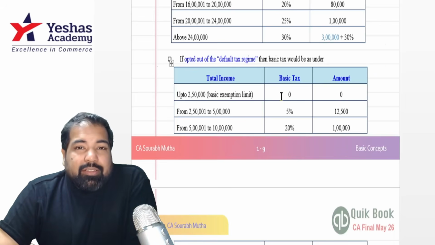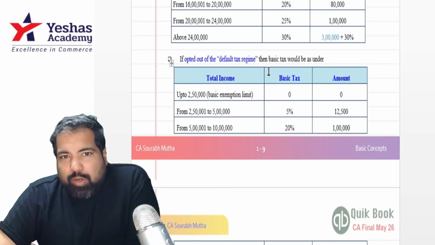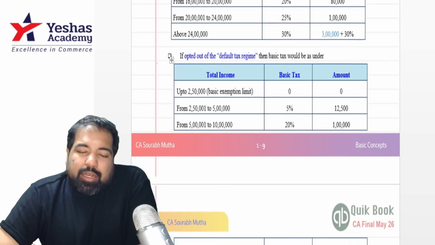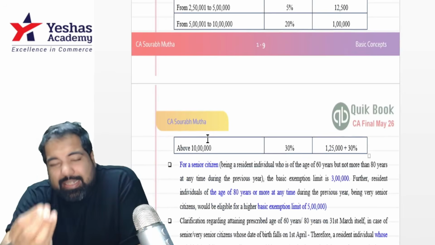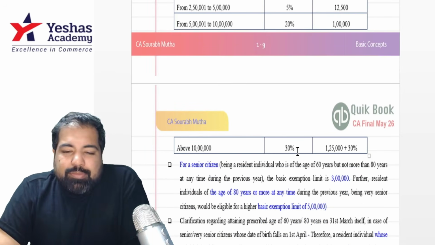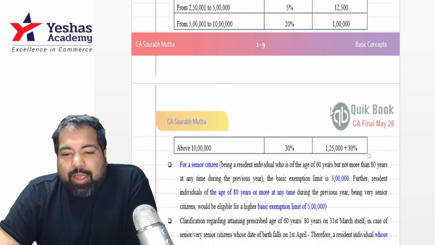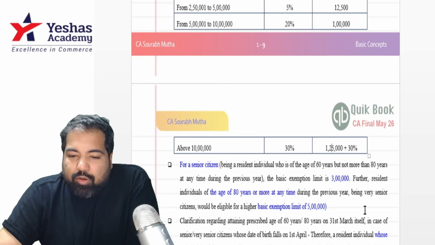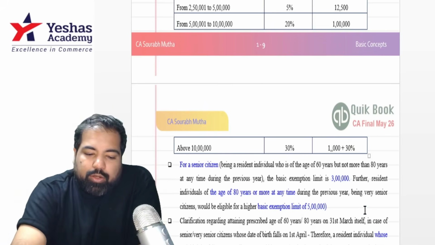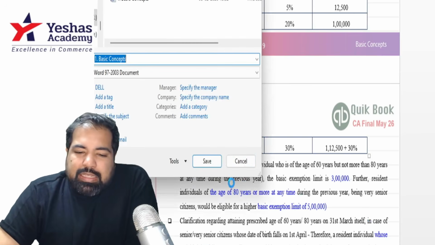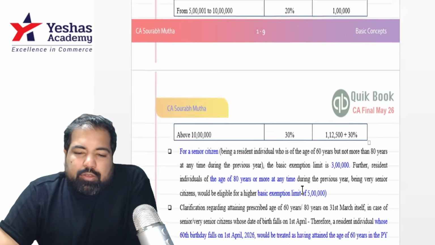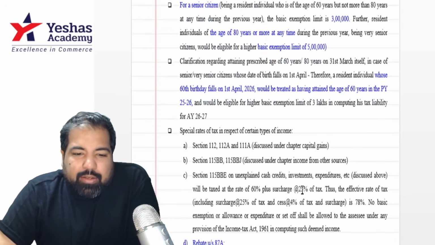Here the rates are still the old rates. Up to 2.5 lakh, nothing. 2.5 to 5 lakh, 5%. 5 lakh to 10 lakh, 20%, and more than 10 lakh, 30%. So here, even if you earn more than 10 lakh rupees, you will still have to pay 30% tax. So this is much higher in terms of tax. Here you can memorize 112,500. This is a wrong number here, so I'll change it. This is 112,500 plus 30%, as you know. Senior citizens, you already know, 3 lakh, and super senior citizens 5 lakh.